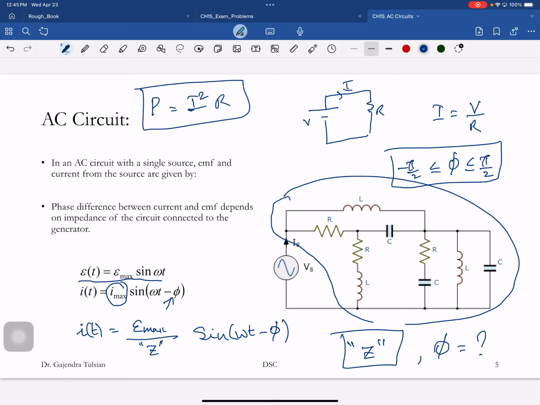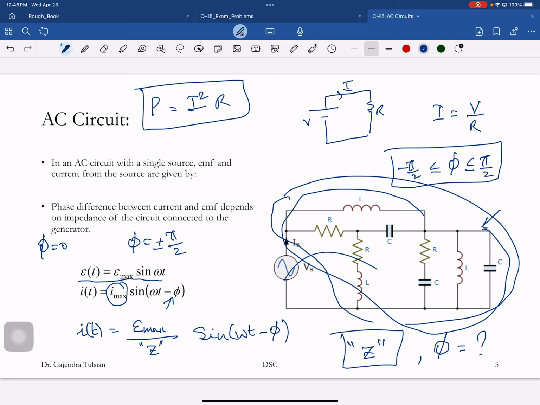Okay. So what you learn is when phi is 0, that's when this circuit is doing something. That's when it's cooking. It's cooking at maximum power. So you want to remember that. When phi is either plus or minus pi by 2, you're not cooking anything. There's no power dissipated in this circuit. All that is happening is energy is being sent there and then sent right back in the next cycle.